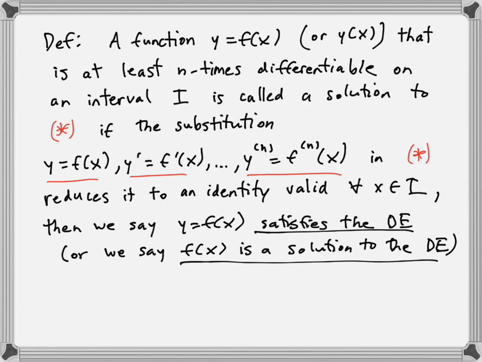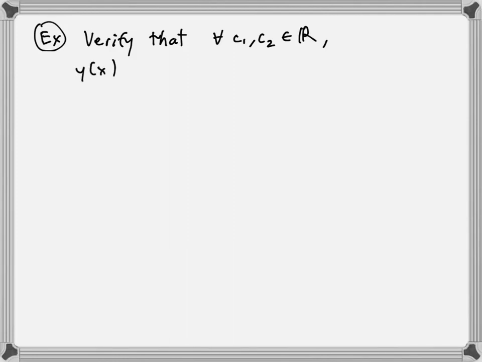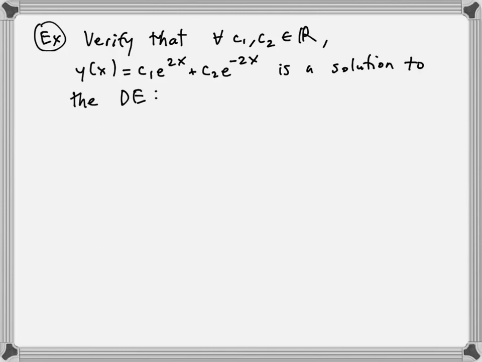Okay, so let's do a quick example here where we verify that something is a solution, okay? So, verify that for all C1, C2 that are real numbers, y of x equals C1 e to the 2x plus C2 e to the negative 2x is a solution to the differential equation y double prime minus 4y is equal to 0. So we are trying to check that this function right here is a solution to this differential equation.